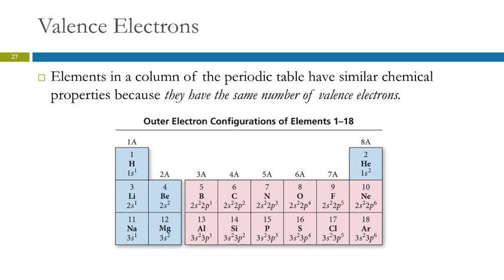So if we look at this partial periodic table, where we're looking at the first 3 rows, just the main group elements. These are group 1A elements. So they all have 1 valence electron, 2 valence electrons, 3, 4, 5, 6, 7, 8 valence electrons.